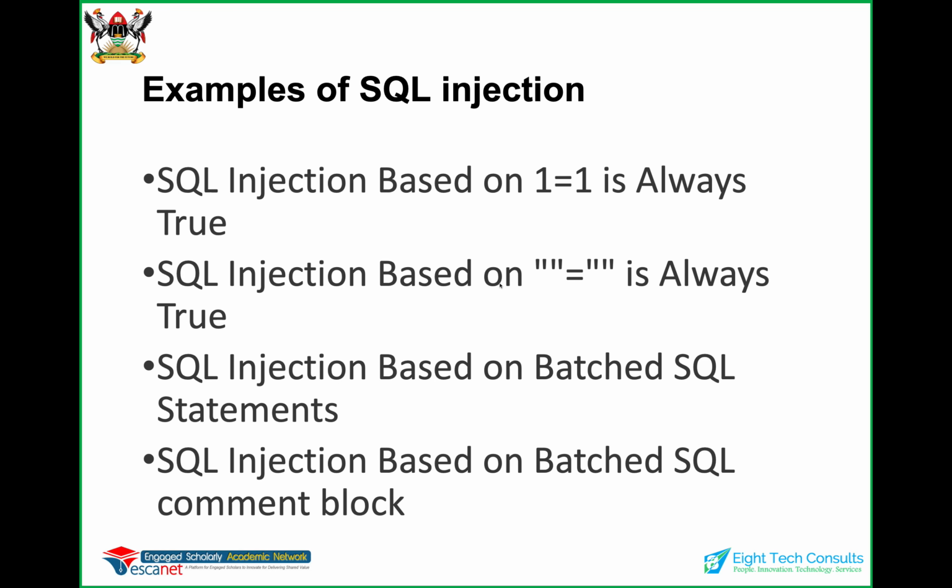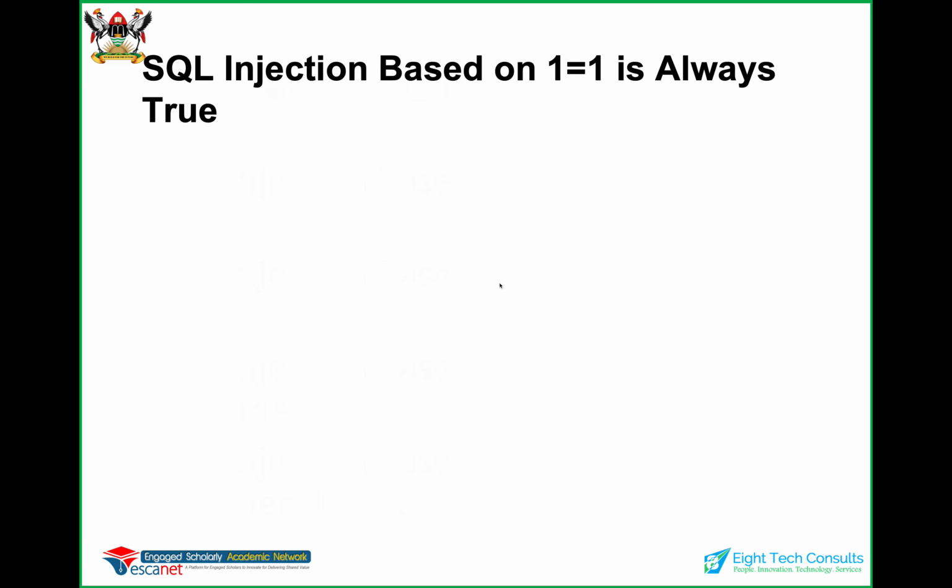And SQL injection based on what? On a block comment. Someone can decide to comment out part of our SQL and then perform malicious things on our application or our database. That is also another example of SQL injection. So we're going to look at them one by one. First, SQL injection based on 1 equals 1 is always true.